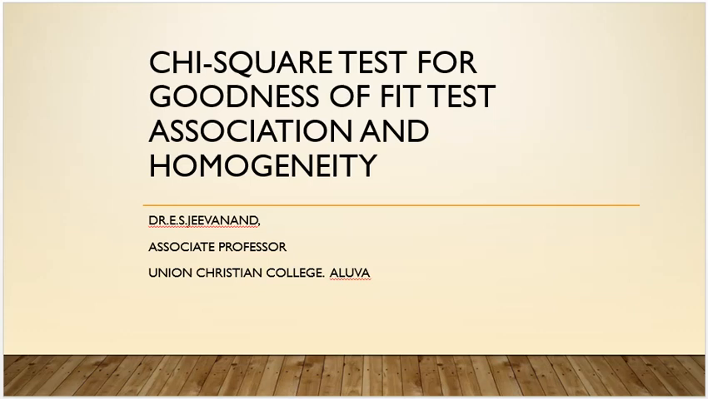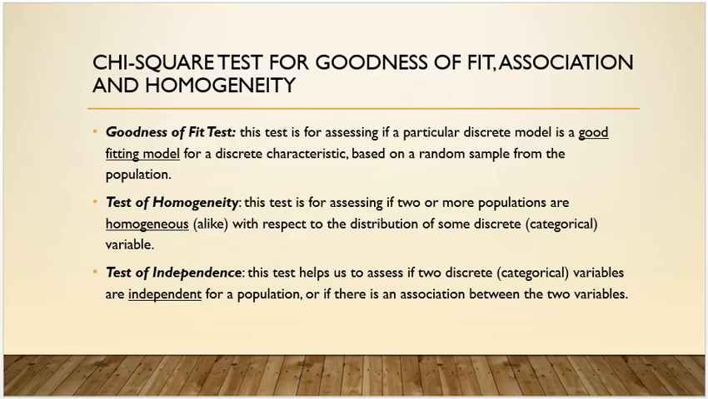Hi students, today we are going to study how the chi-square test is used for testing the goodness of fit, association and homogeneity for a given data. So this test is for categorical data. That means we have to have attributes, qualitative characteristics to be tested. Before going into detail, first we summarize what goodness of fit, association and homogeneity tests are.